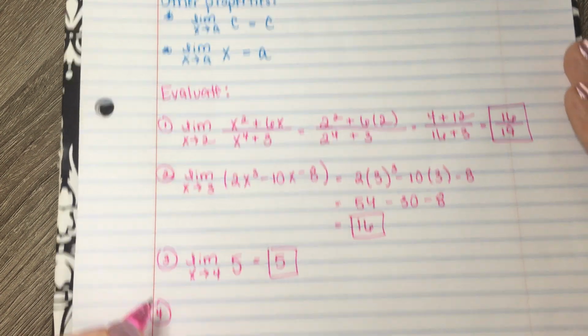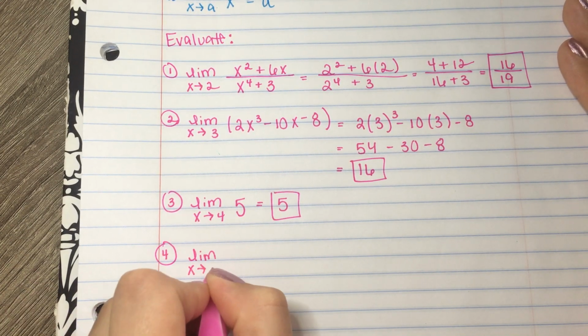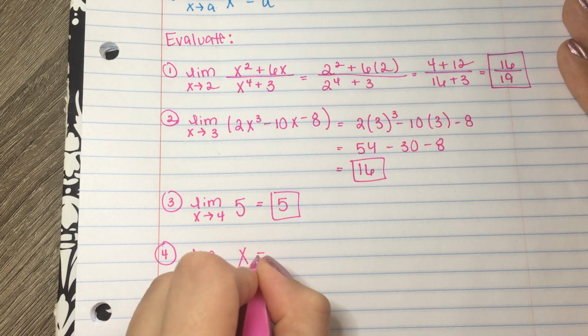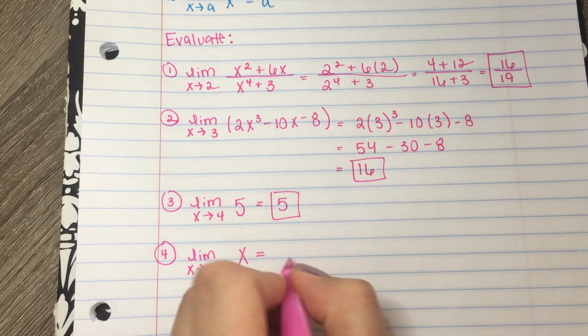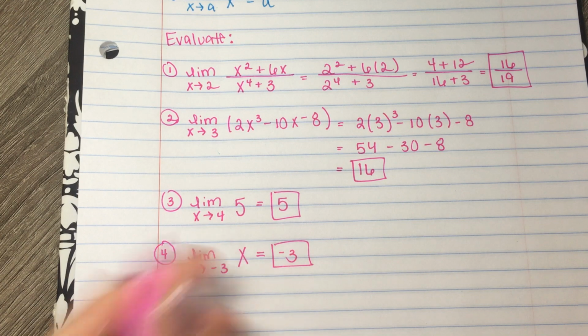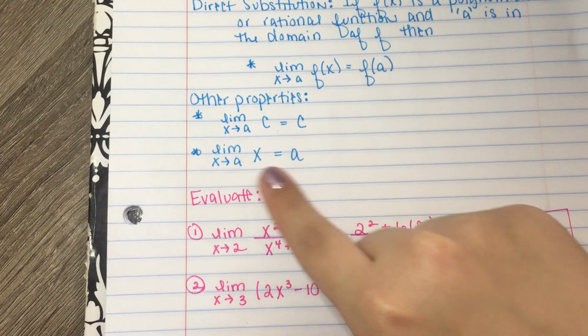All right, right over number 4, we're going to have the limit as x approaches -3 of x. And this trips up a lot of people too, and I don't understand it. X is a polynomial, which means that I could just do direct substitution and I plug in, wherever I have x, I plug in -3. My answer here is going to be -3. And there's that rule here as the limit as x approaches a of x is equal to a.